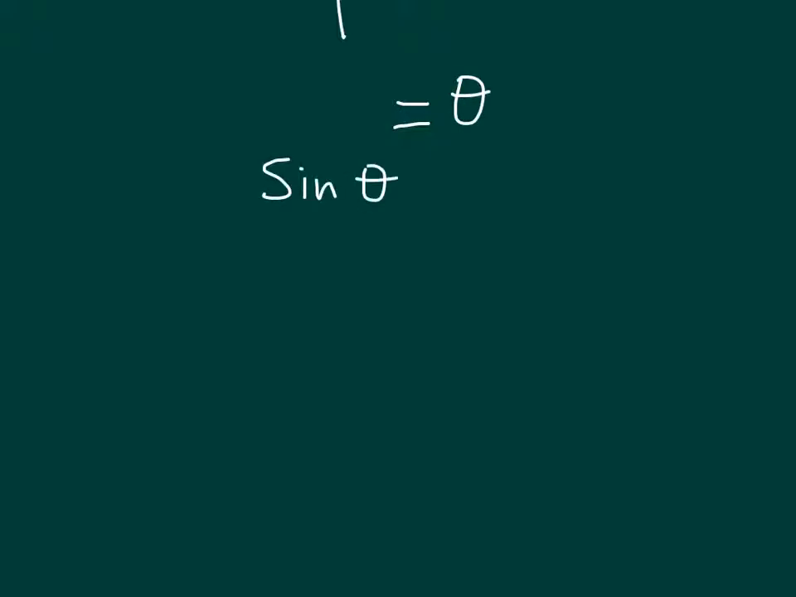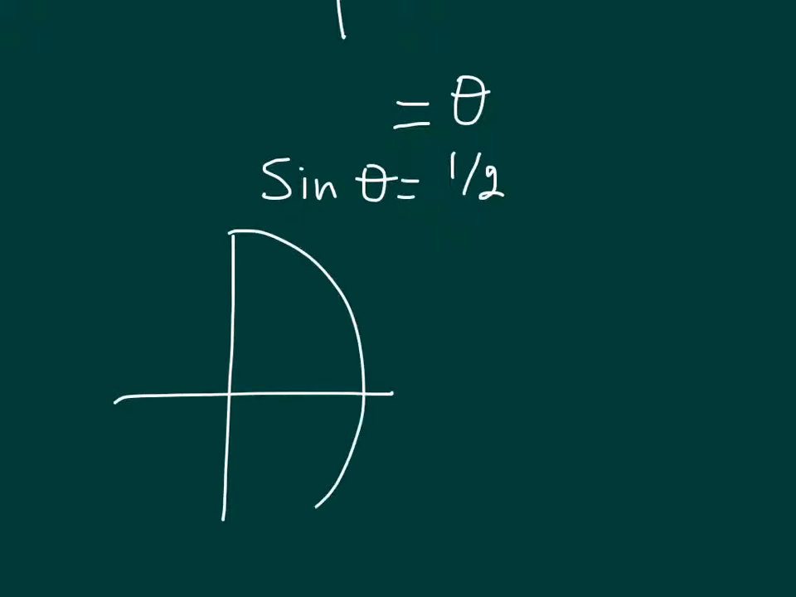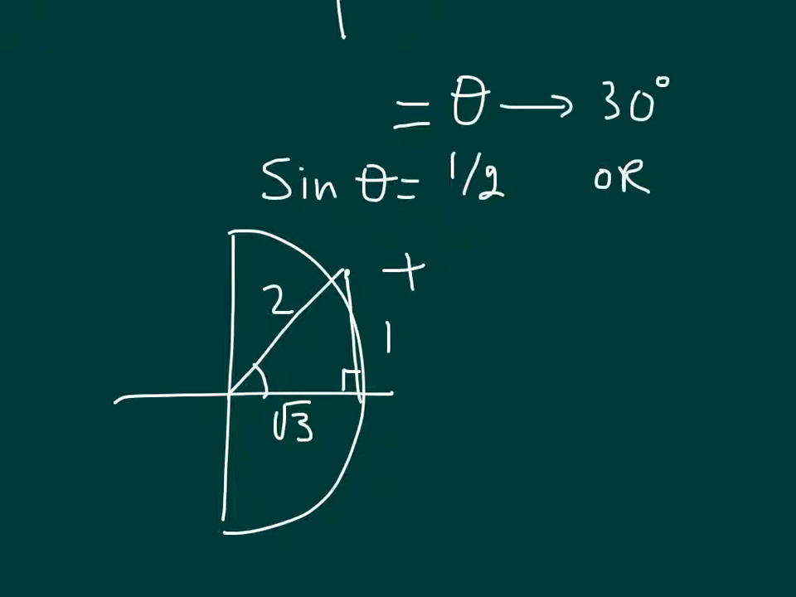Part C. Arc sine of 1/2 equal to theta. Sine of theta is equal to 1/2. We're dealing with arc sine. We're going to be in the first or fourth quadrant. Positive, we're going to go to the first quadrant. This is going to be opposite over hypotenuse. That's a 30, 60, 90. The angle is going to be 30 degrees or pi over 6. Give both.